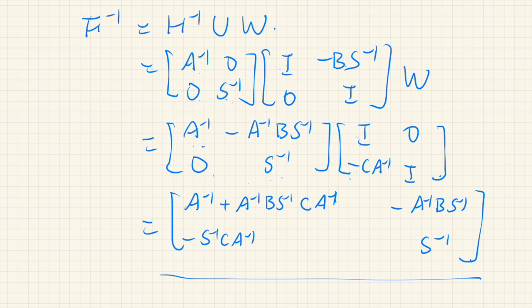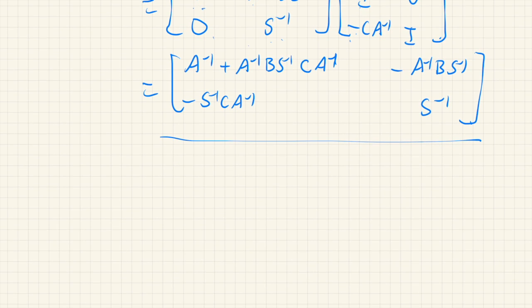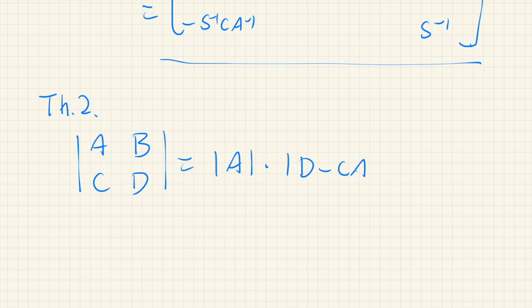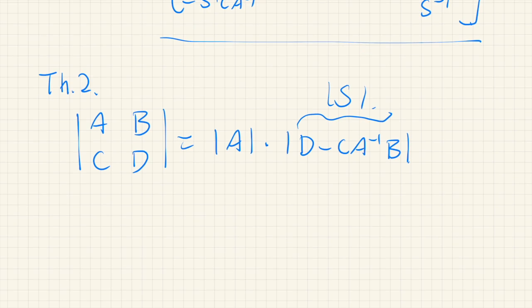Okay, one more result from linear algebra is about the determinant of this block matrix. So the determinant of this block matrix ABCD can be expressed as this. That is determinant of A multiplied by the determinant of D minus C A inverse B. This is actually S, right? So let's prove this.